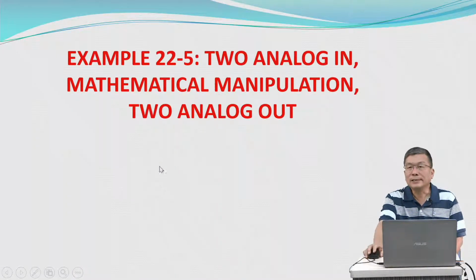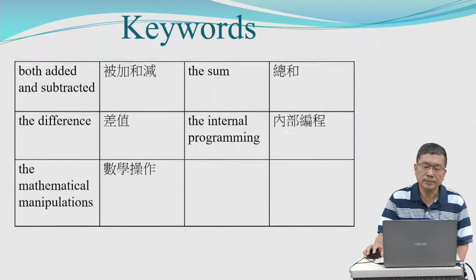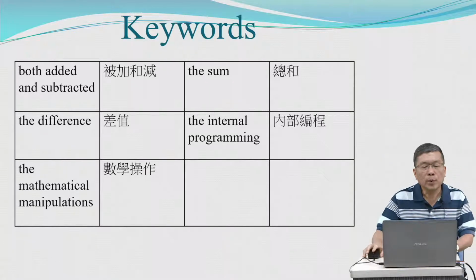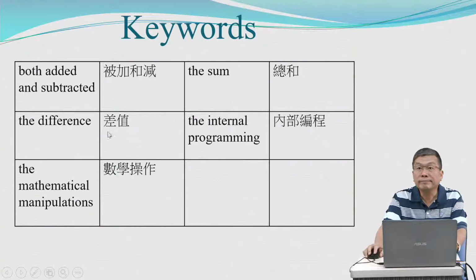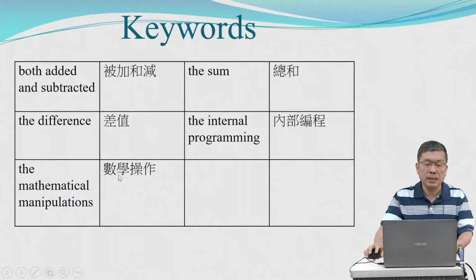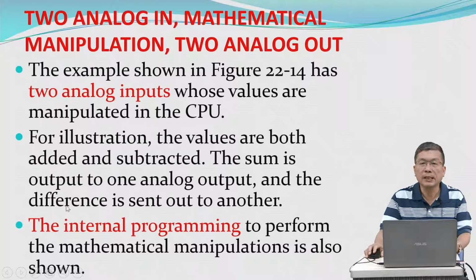Example 5, two analog ins, mathematical manipulation, and two analog outs. The keywords: both added and subtracted, the sum, the difference, the internal programming, the mathematical manipulations.